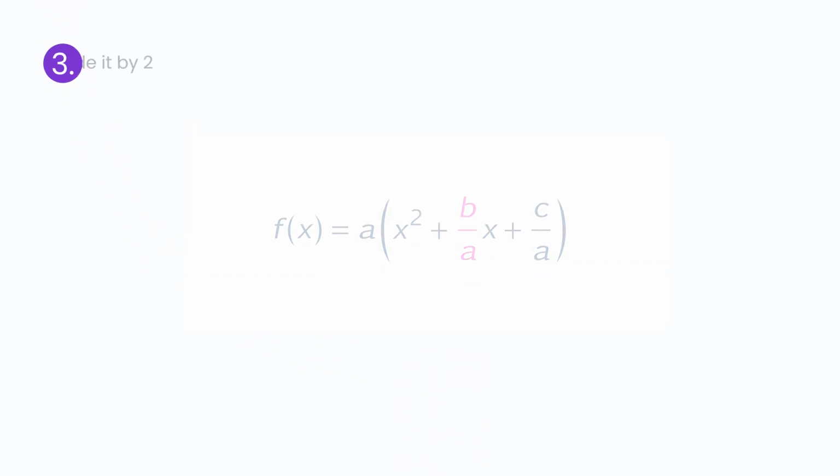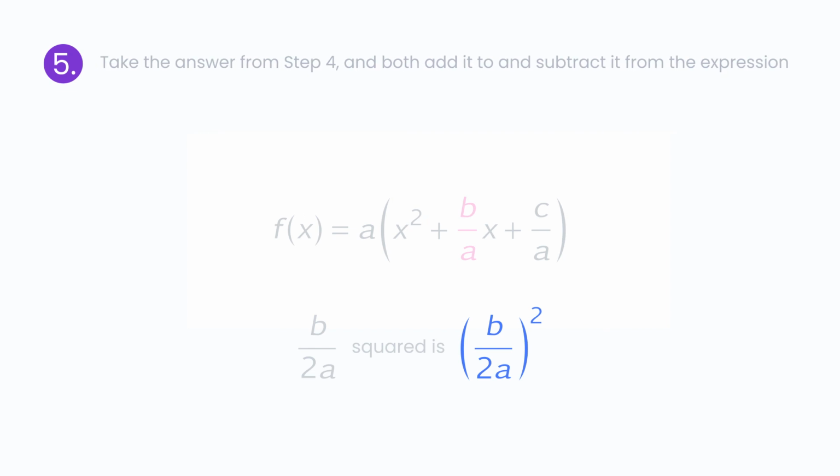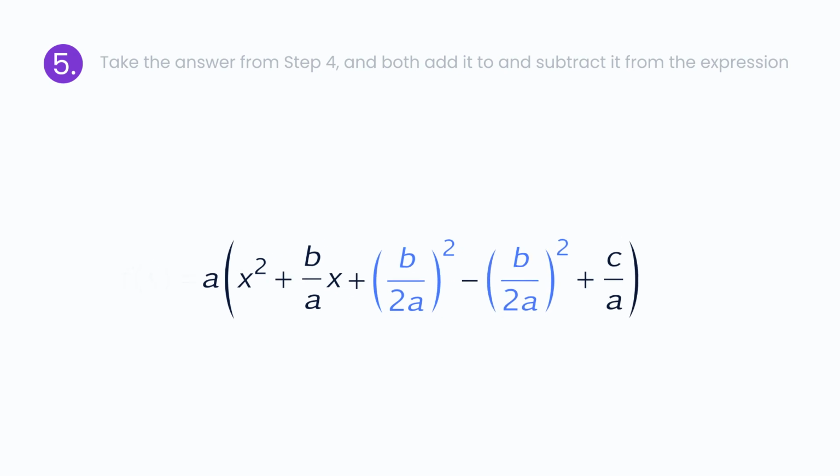3. Have the coefficient b. You divide the coefficient b over a by 2 to get b over 2a. 4. Square b over 2a. You get b over 2a squared. 5. Add and subtract b over 2a squared to or from the original expression.